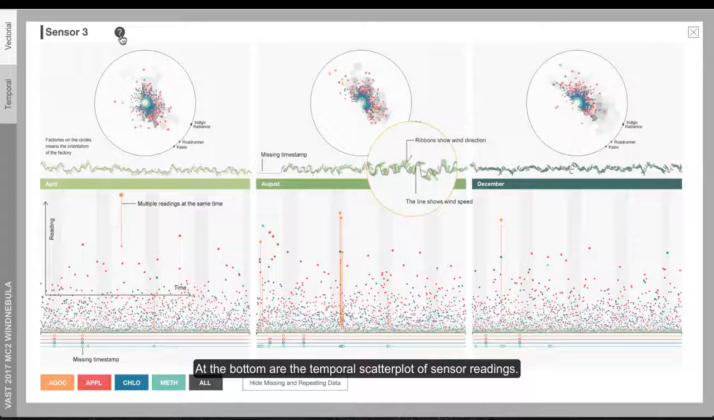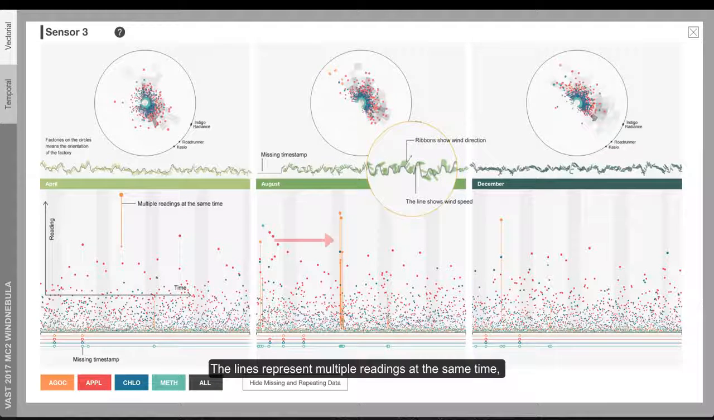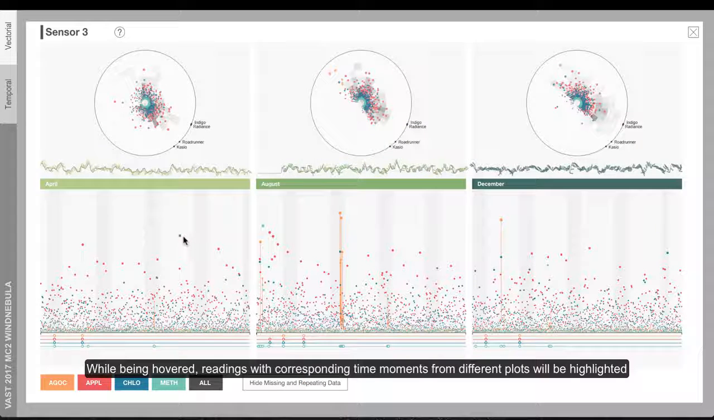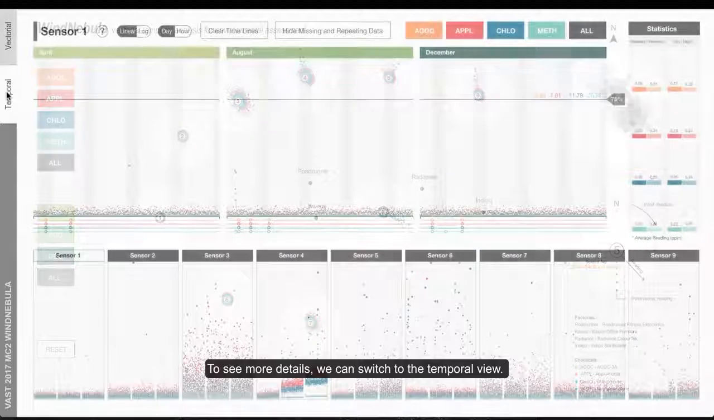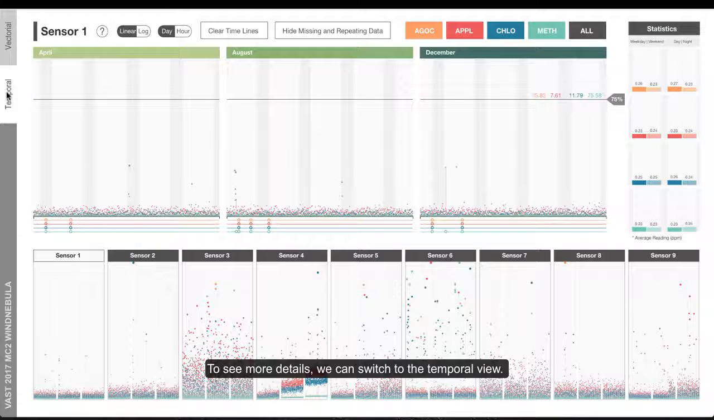At the bottom are the temporal scatter plots of sensor readings. The lines represent multiple readings at the same time, and the hollow circles represent the missing data. While being hovered, readings with the corresponding time moment from different plots will be highlighted for pattern seeking. To see more details, we can switch to the temporal view.